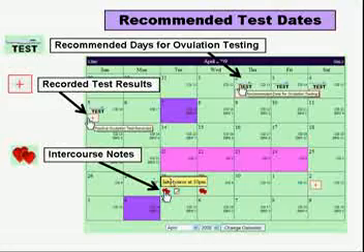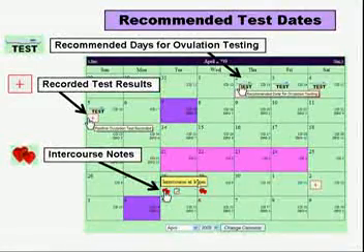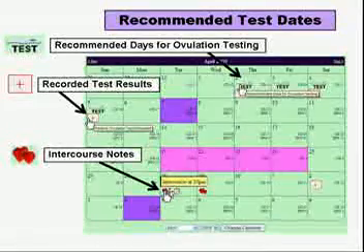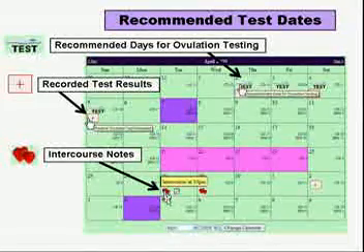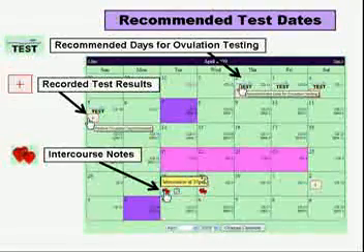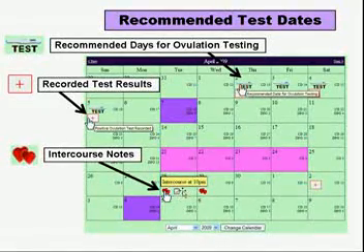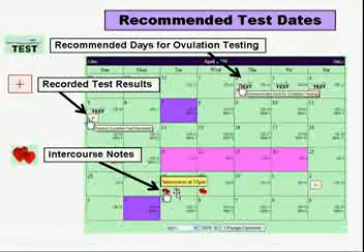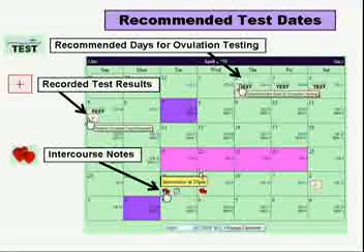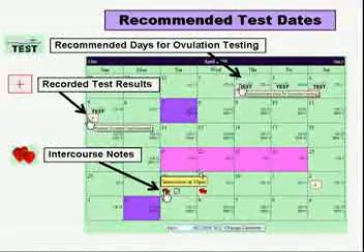If you have recorded intercourse notes for a specific day, the double heart icon will show up. You can view what those notes are by hovering your mouse over that icon, and a tooltip will appear and show it to you. If you have recorded personal notes, this clipboard, which we've looked at previously, will also appear on that date. You can similarly hover your mouse over that clipboard, and a tooltip will appear and show you the personal notes that you've recorded on that date.